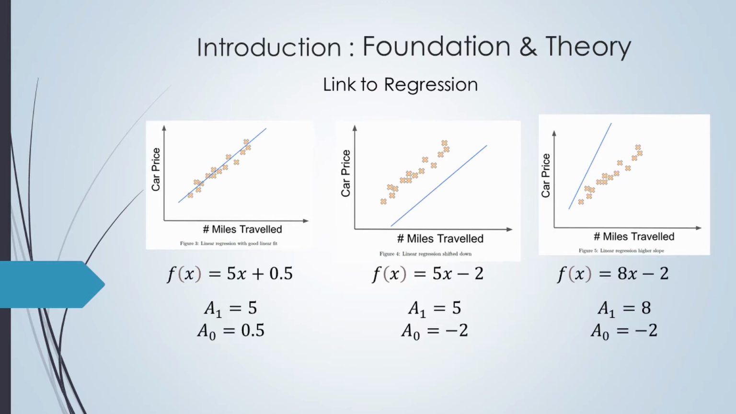Let's say that the correct choice for our weights, remember, those are the slope and intercept, are 5 and 0.5. This is the graph on the left. But if you change the value of a0, the intercept, to something like -2, you would get the middle graph. And if we thought the relationship between miles and price was actually much, much larger, say 8, our graph would look like the graph on the right.